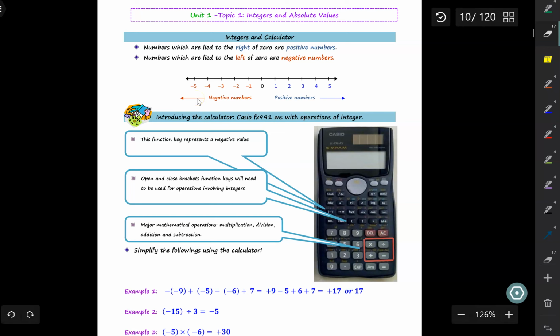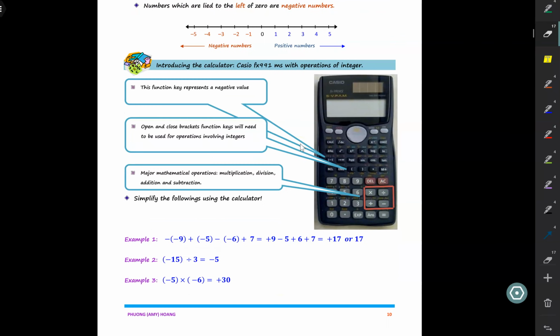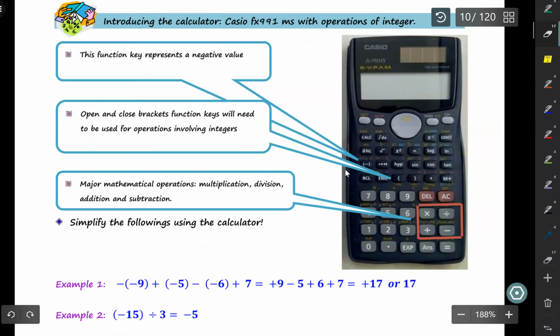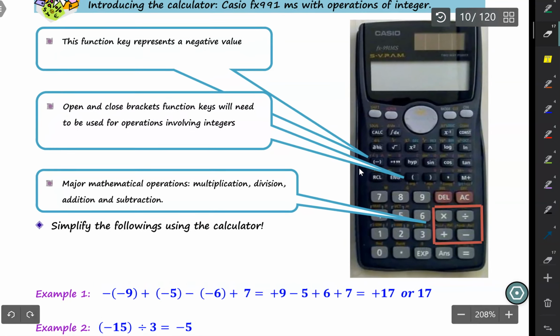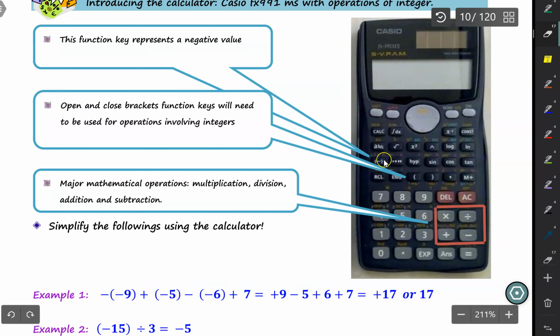Alright, okay. So to work with operations of negative and positive numbers, it's actually pretty simple. Any scientific calculator will do the job just fine. However, what you need to remember is that your calculator should have the key that indicates a negative sign. So let me zoom this a bit bigger for everyone to see right here.